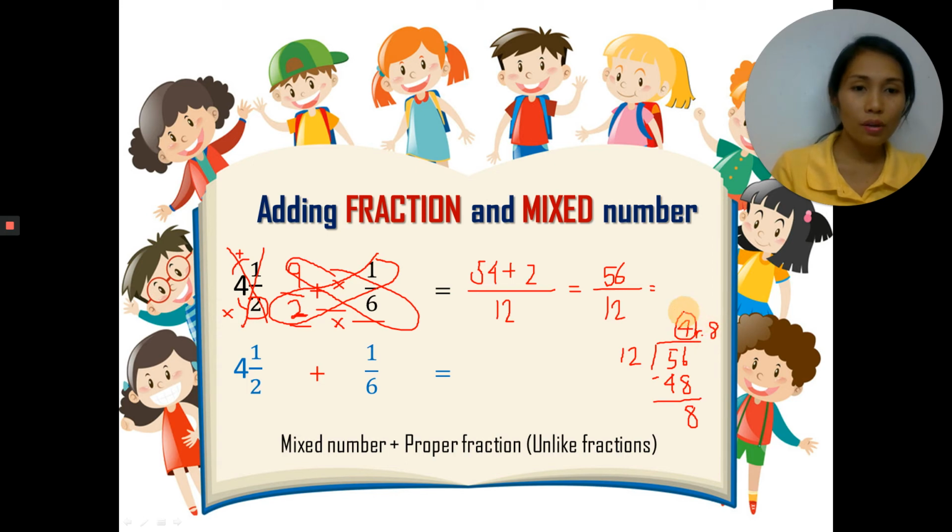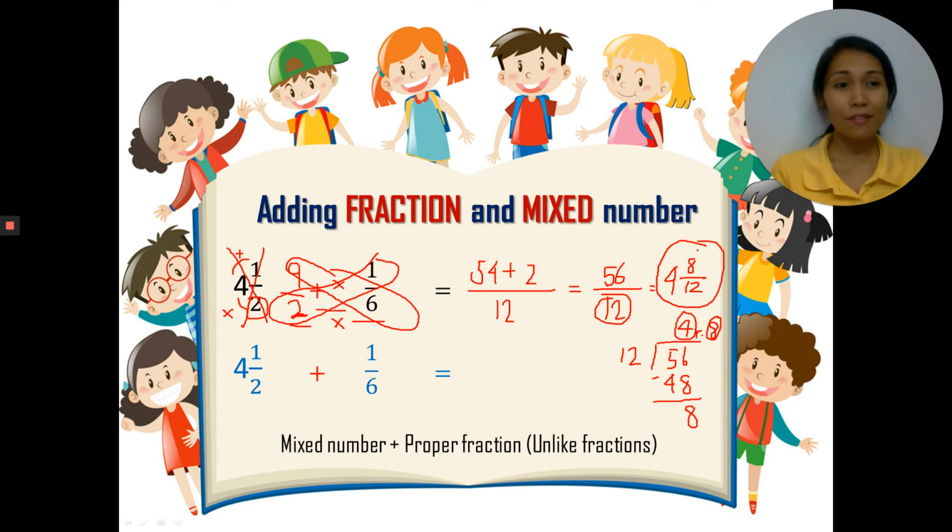So here the 4 will be our whole number. The remainder 8 will be our numerator. And then the denominator is 12. Copy the denominator here. So our answer is 4 and 8 over 12. Okay, that is the first method we can use in adding a fraction and a mixed number.